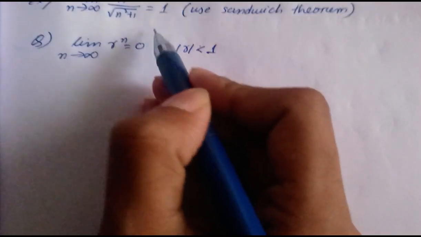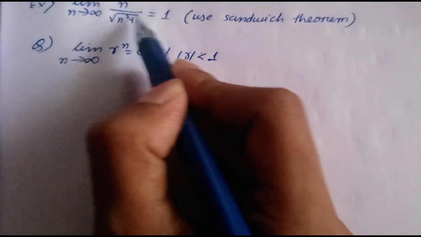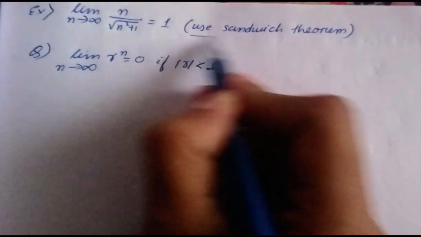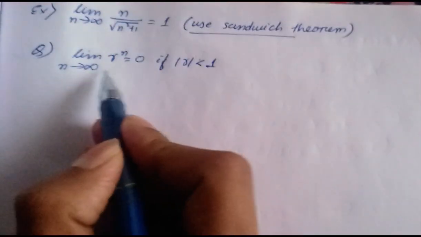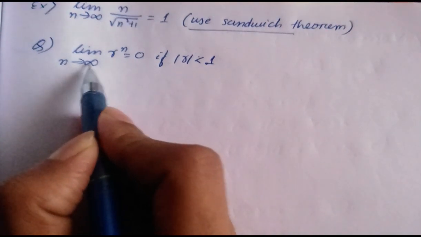In the previous video, I used algebra of limits to show that the limit as n tends to infinity of n by n square plus 1 is equal to 1. So this is the exercise for you: use the sandwich theorem.